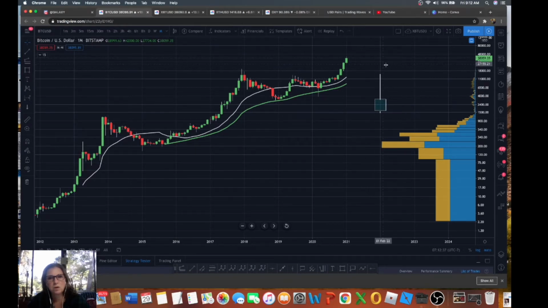This is what's called a hammer candle. Basically, it's a small body, it doesn't matter the color, and a wick that is longer than the body. Some examples of a hammer candle are this one right here, this one. This candle here was a hammer, and that was a big reversal candle.